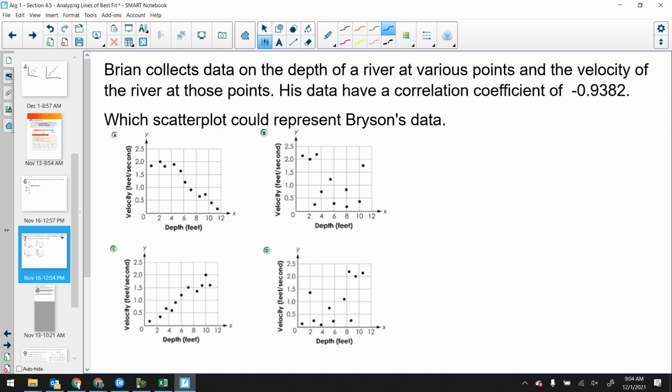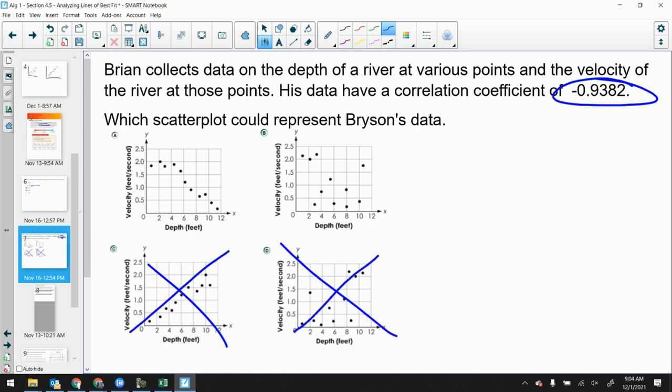He says A. Now, let me first start off by saying this. This r value, that correlation coefficient, tells us two different things. What two things does it actually tell us? One thing, that it's a strong correlation. Next thing, that it's negative. I should see a negatively sloping line. Okay, if it's a negatively sloping line, this one's gone, this one's gone.